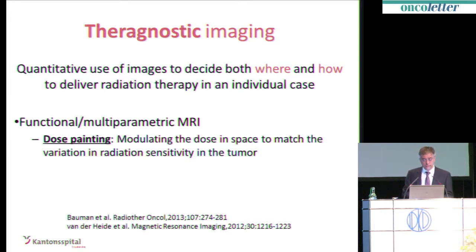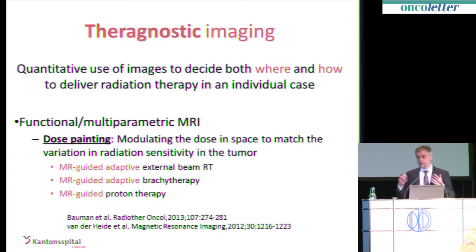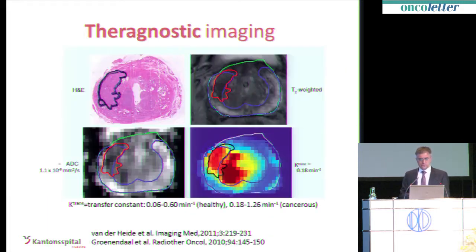We can do dose painting. So we would be modulating the dose in space to match the variation in radiation sensitivity in the tumor. That would lead us to new ways, let's say MR-guided adaptive external beam radiation therapy, MR-adapted brachytherapy, and even proton therapy, which likes to use MR as well.